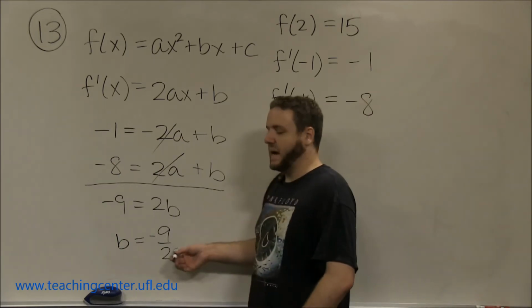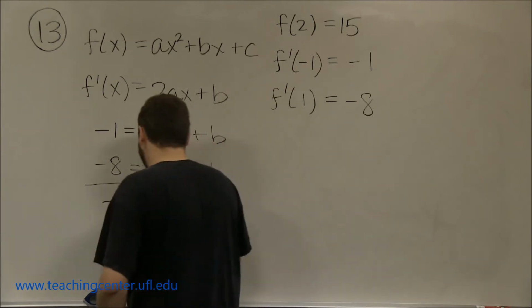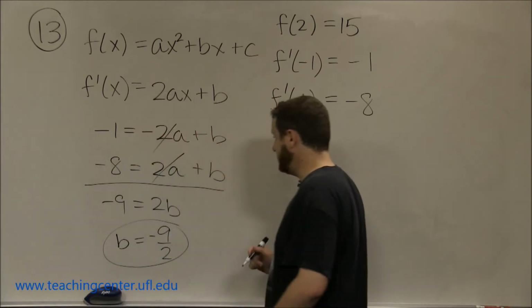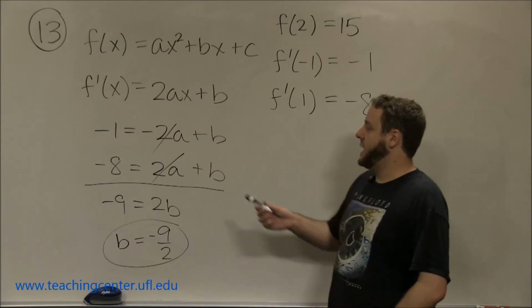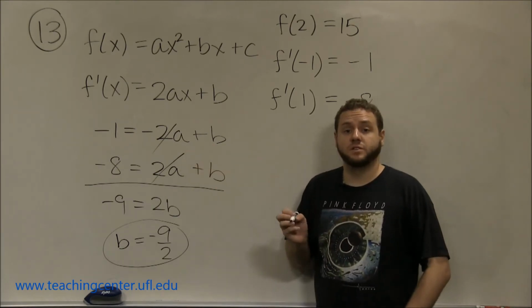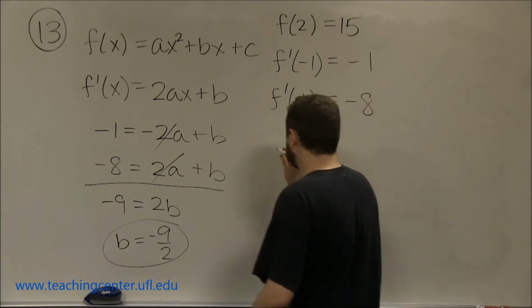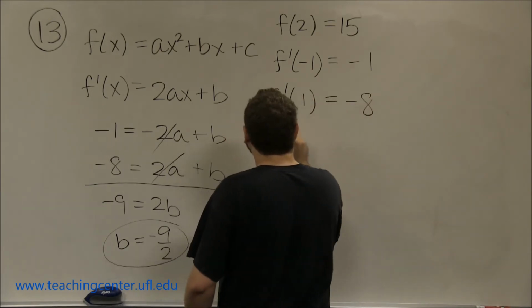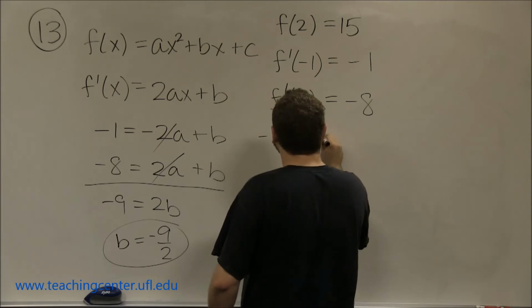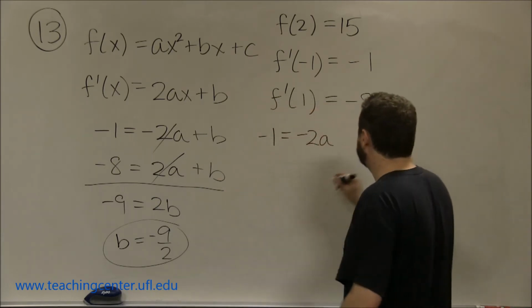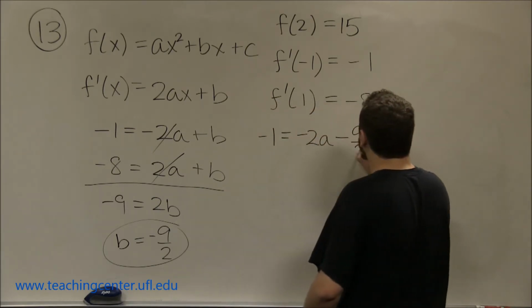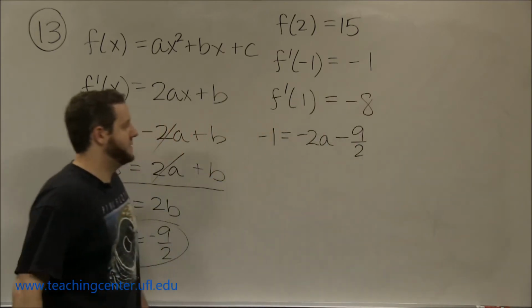If b is -9 over 2, let me circle that so we know that for the future, we can definitely figure out a by just plugging back into one of these equations. So let's do that here. I'll use the top one because that will be simpler. We know that -1 equals -2a plus b. So b is -9 over 2. All right, so let's solve for a there.